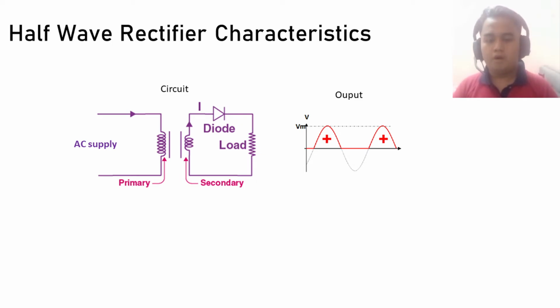The output waveform of the half-wave rectifier circuit is pulsating DC voltage, which means that the voltage rises to the peak value of the input voltage during the positive half cycle and falls to zero during the negative half cycle. The output voltage is not constant and it is affected by the input voltage amplitude and frequency.